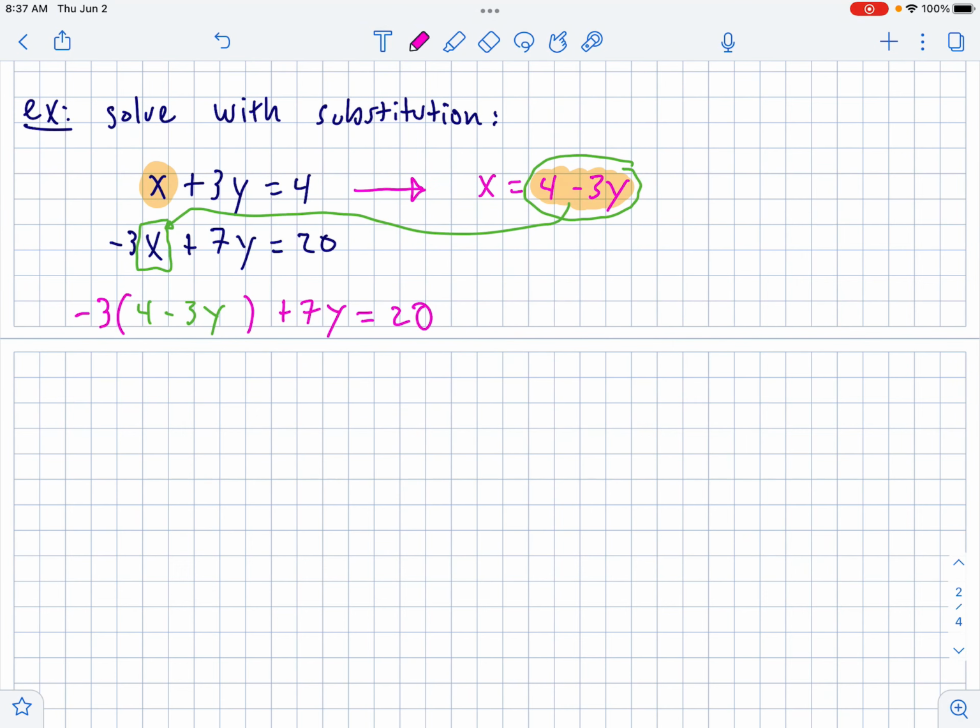Now we need to try to get y by itself. So we're going to distribute the negative 3. Distribute the negative 3, and you get negative 12 plus 9y plus 7y is equal to 20.